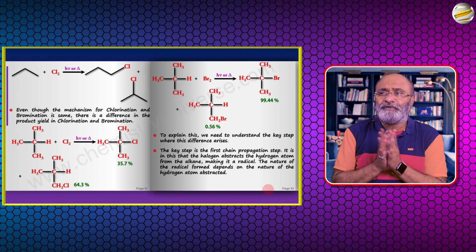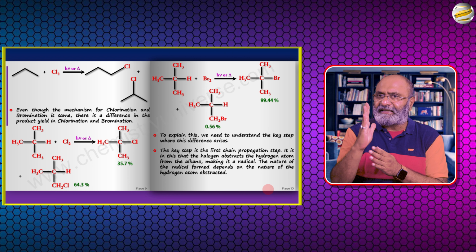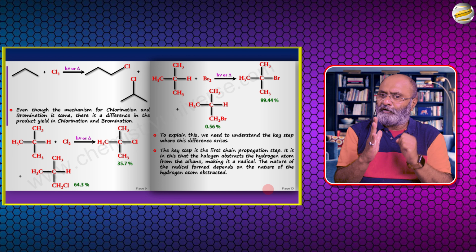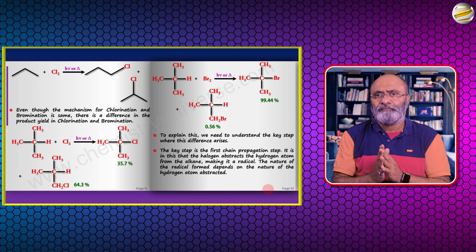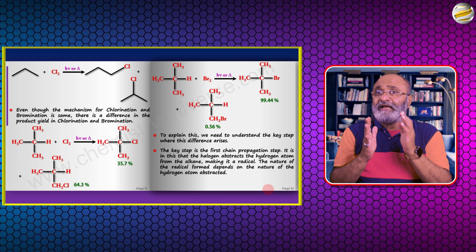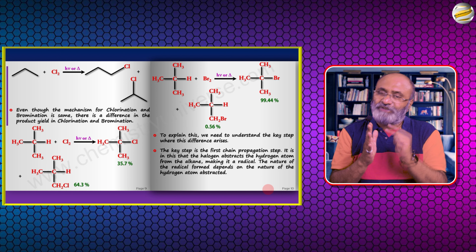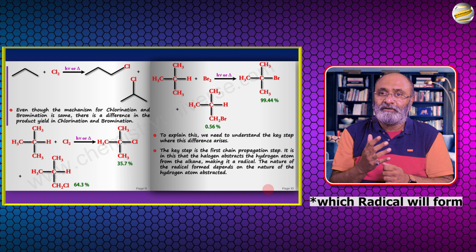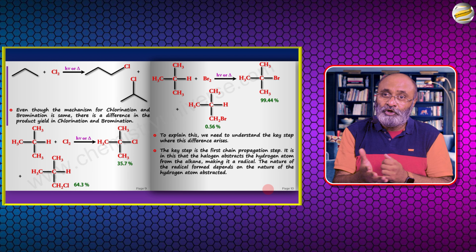So which is the step which is important? The first propagation step was the step in which there was an alkane and a halogen atom. The halogen atom took the H from the alkane, formed an alkyl radical and an HX. This is the key step. Why? Because which H it abstracts is the one that will decide which product will form. If it abstracts a primary H more, you'll get a primary product. If it abstracts a tertiary H more, you will get a tertiary product as major. So this is the key step.